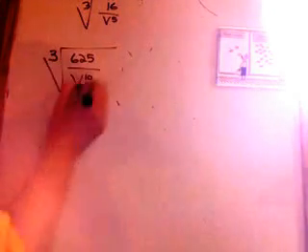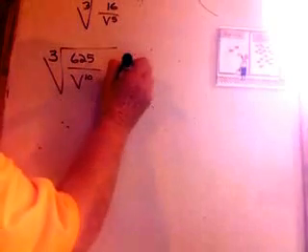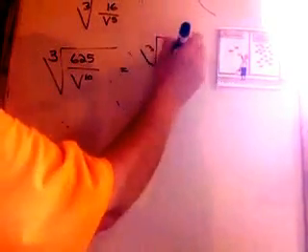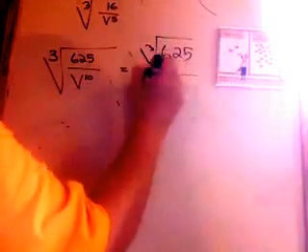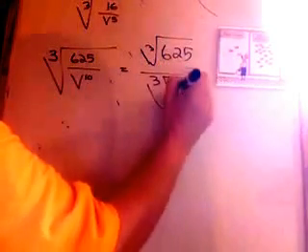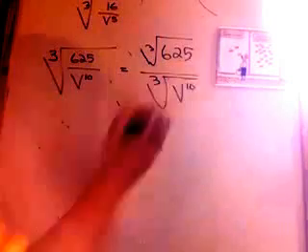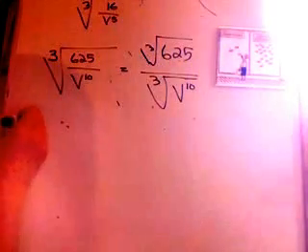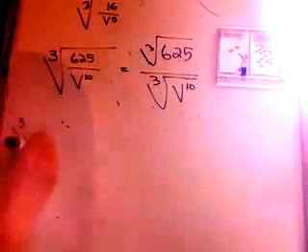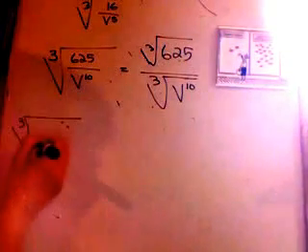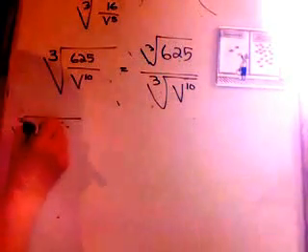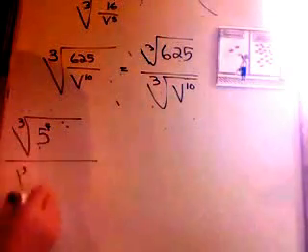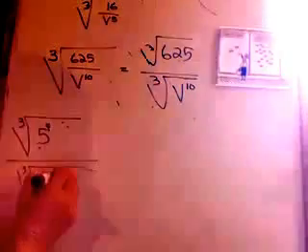First thing you want to do is to separate it and make it into two radicals. So let's make it cube root 625 over cube root v to the 10th. Now, I'm going to rewrite 625 as, I wonder if you know, I bet you do, I'm going to write it as 5 to the 4th and cube root of v to the 10th, I'm just going to leave it.